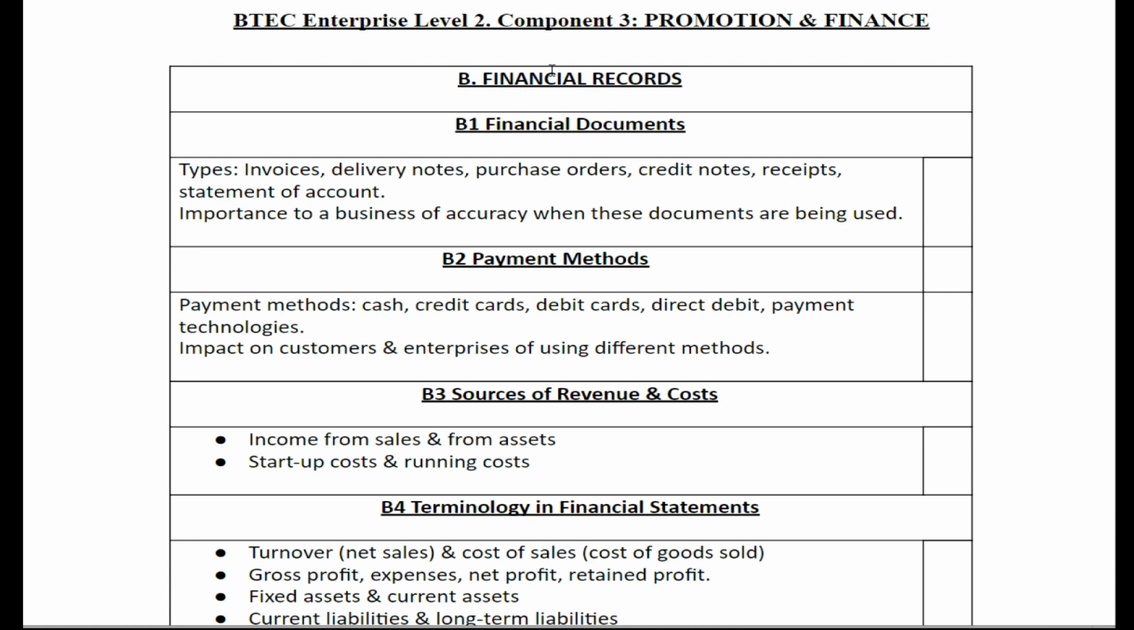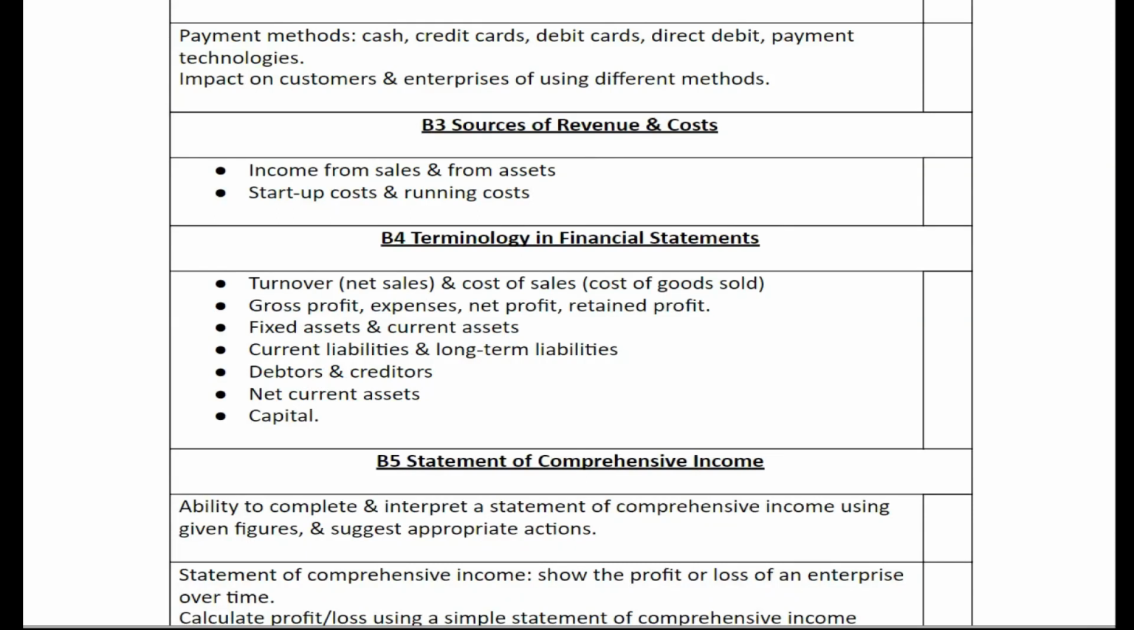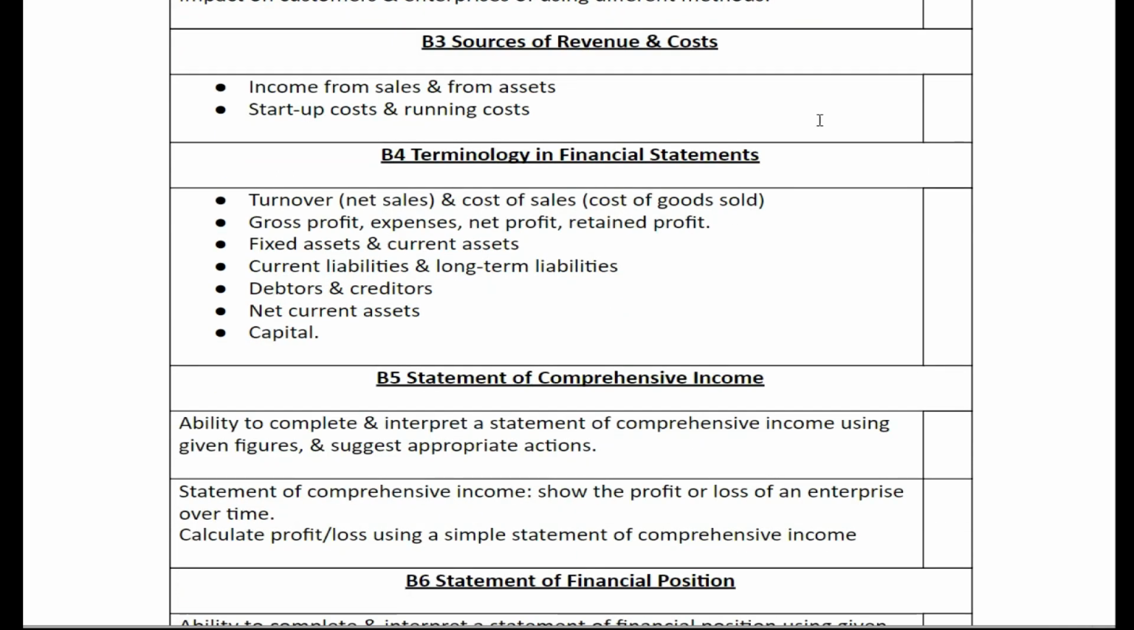Here we've got the financial records. So what we can see here, these different terms that you need to understand, and again just pause this as and when you need to. Okay, we've got B2, the different payment methods and the uses of those different payment methods. Then we've got B3, sources of revenue and costs. These different terms, we need to understand those different terms.